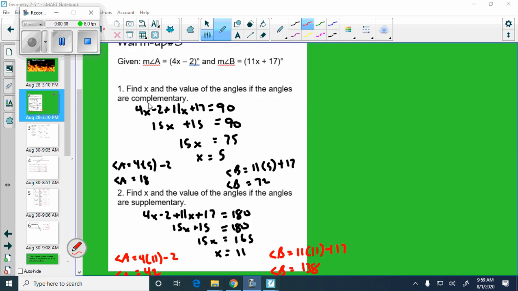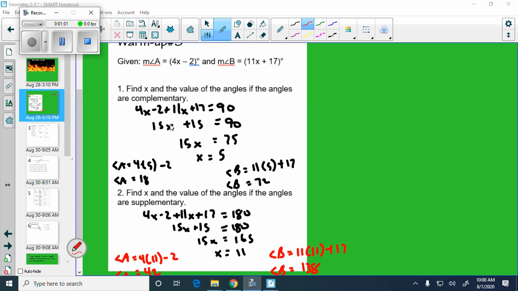So looking at the first one, they're complementary angles, so they add up to 90. Now this little m means the measure of the angle. Sometimes this is the more technically accurate way to do it when I'm putting degrees on here. So I added them up to equal 90. I found that x was 5, and then I just took the 5 and plugged it back into those two equations to get 18 and 72.